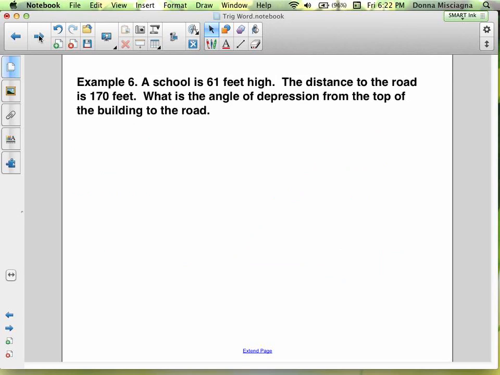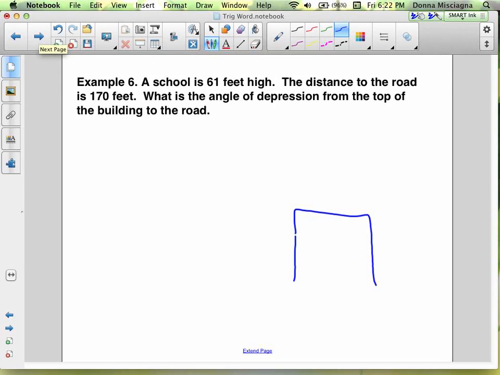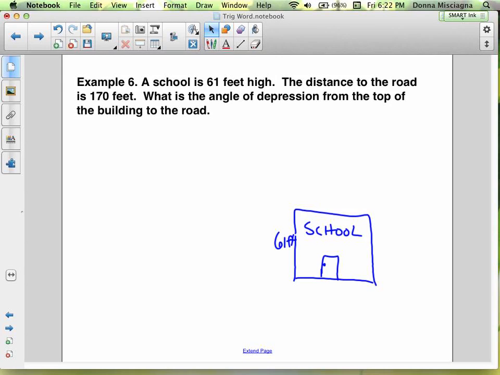All right, so let's draw a school. School. I suppose it needs a door. There, now you can enter the school. And that's a doorknob. That is 61 feet high. Oops. Make that a little clearer. The distance to the road is 170 feet.